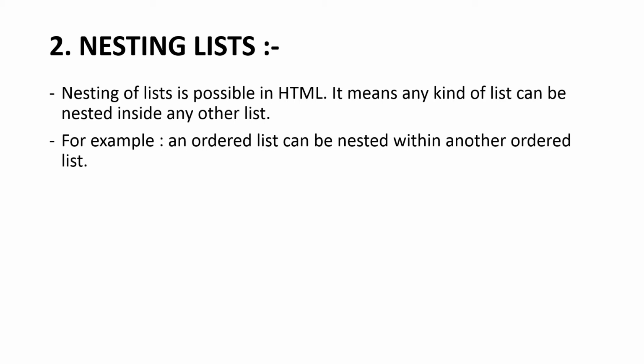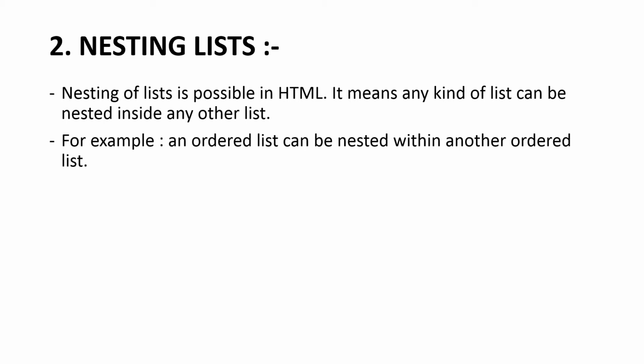Nesting of list is possible in HTML. It means any kind of list can be nested inside any other list. Within a list, we can create another list. A list is created inside any other list, and that is nothing but nesting of list. As we will see it practically, you will understand it clearly. It means any kind of list can be created inside any other list. For example, an ordered list can be nested within another ordered list.